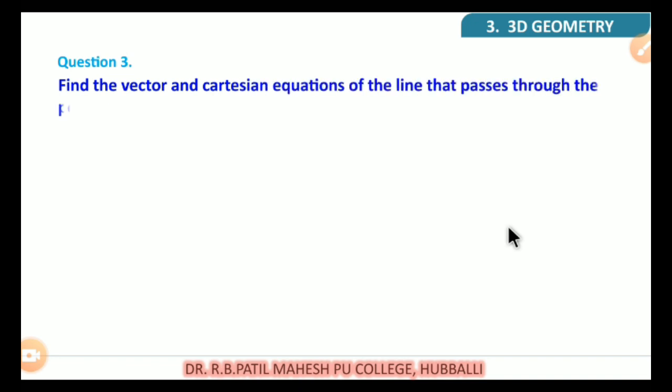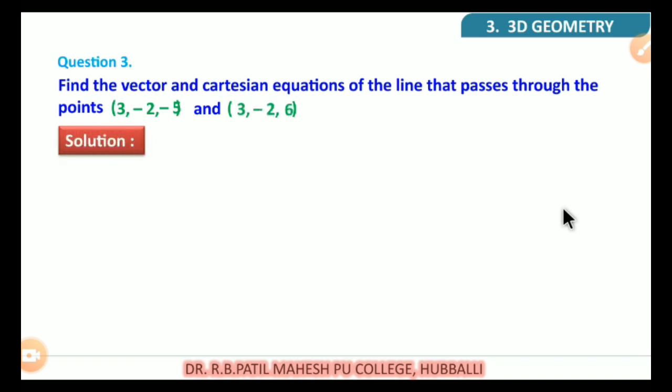Now consider one more question. Find the vector and Cartesian equations of the line that passes through the points 3, minus 2, minus 5 and 3, minus 2, 6. Now for the solution, consider the data. There are 2 given points. The first point is A and the second point is B. The first point has the coordinates 3, minus 2, minus 5.